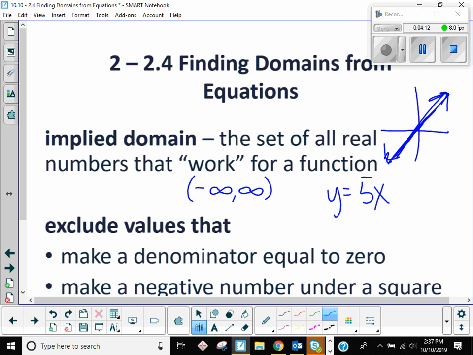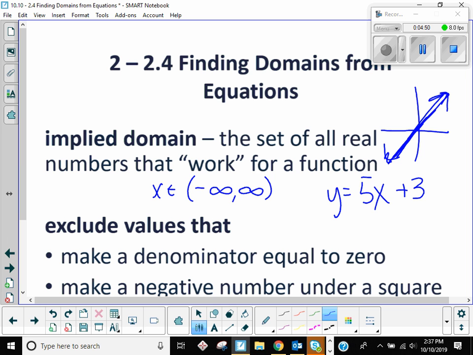What x's could I plug into 5x and do the math on it? All of them? Absolutely. All of them. So if I had 5x, the domain would still be negative infinity to positive infinity. If I added 3, what would the domain be? Is there any x's that wouldn't work there? No. Still all x's, right? All real numbers. Still negative infinity and positive infinity.